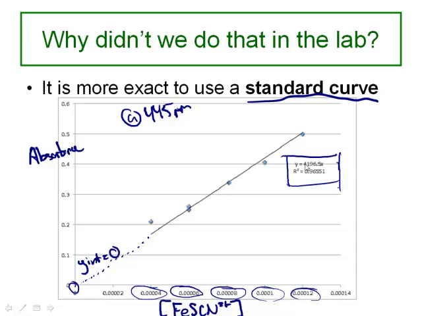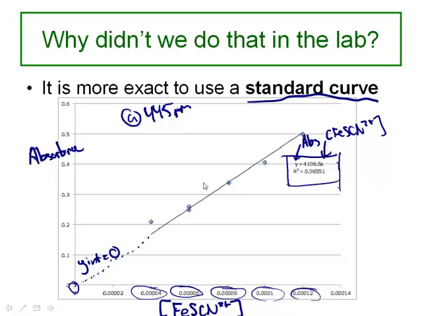Y is equal to 4196.5x, okay? Now, in this equation, the y value is the absorbance, and the x value is the concentration of FeSCN2+ in the solution. So how you're going to use this, okay, this is a relationship that I found out from things that I knew.